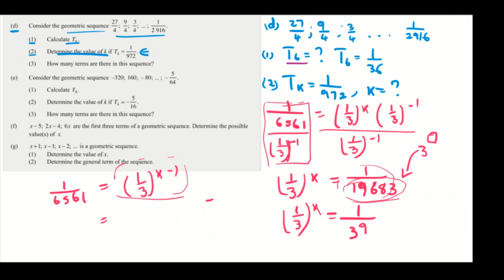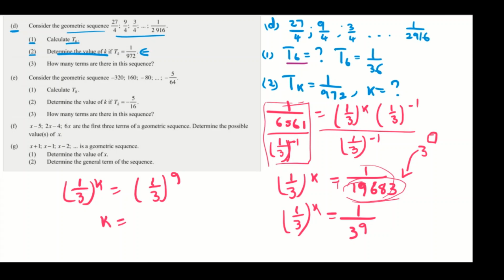So now you have that. You're going to rewrite it properly into 1 over 3 to the power of K is equal to 1 over 3 to the power of 9. So the bases are the same, which is 1 over 3, 1 over 3, and the exponents, we just drop the bases. So K is equal to 9. So that is your final answer for this part of the question.